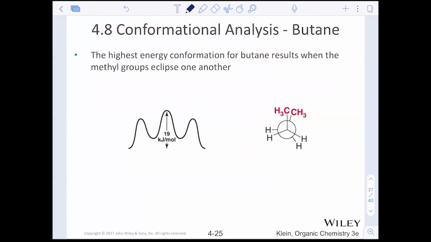What about our highest energy conformation here? If we see these eclipsing groups, we know hydrogens eclipse at a cost of 4 kilojoules per mole. The total was 19, so minus those 2 4s, 11 kilojoules per mole for 2 methyls eclipsing.